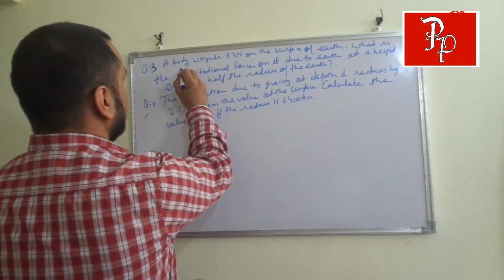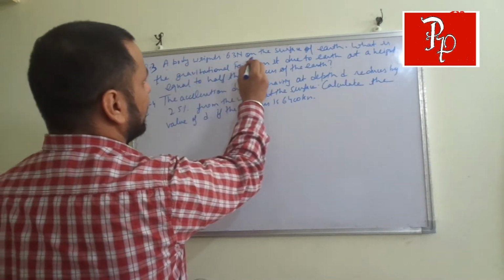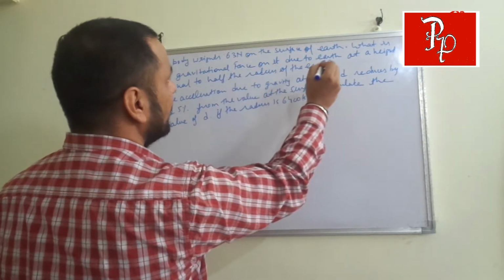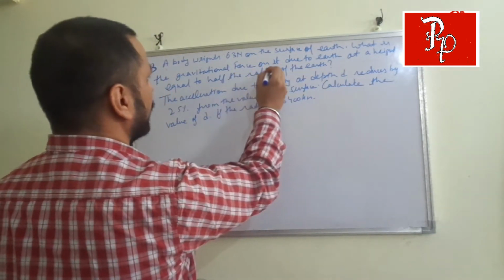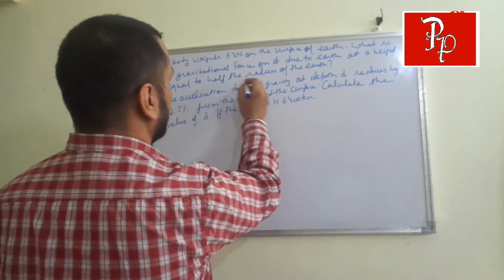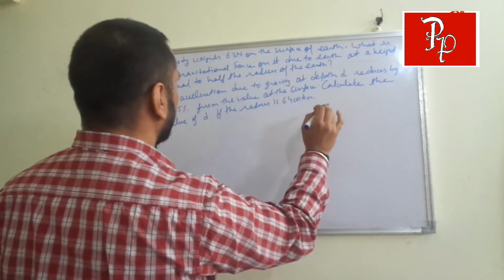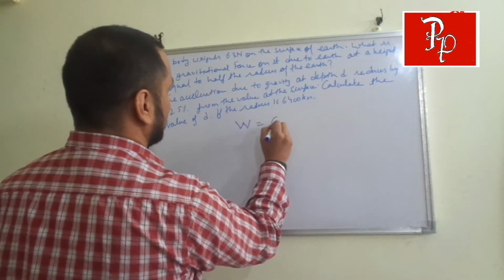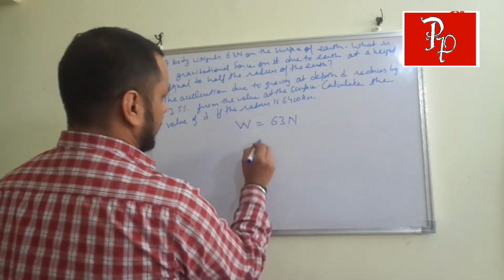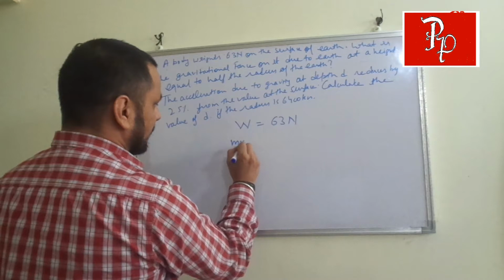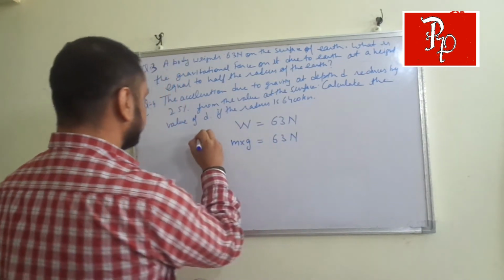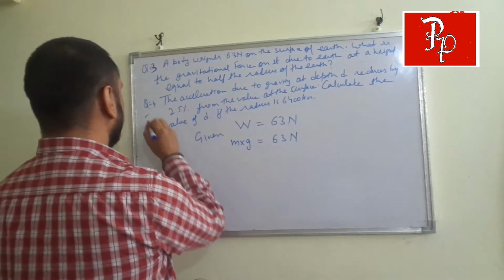In the third numerical, it is given a body weighs 63 Newton on the surface of Earth. What is the gravitational force on it due to Earth at a height equal to half the radius of Earth? Now what is given, weight. Weight is 63 Newtons. And weight is basically mass into gravity.